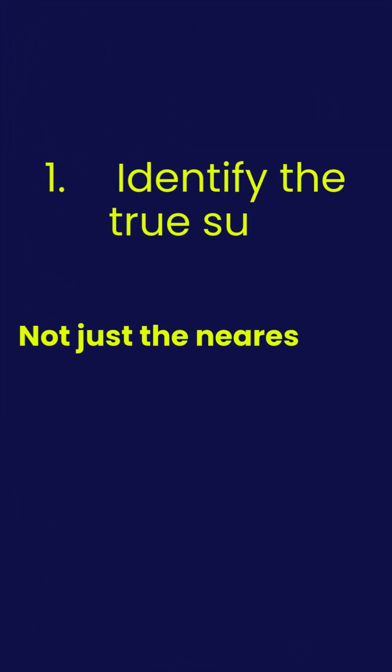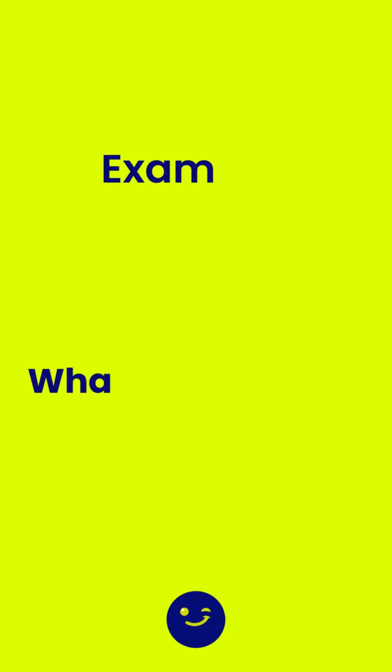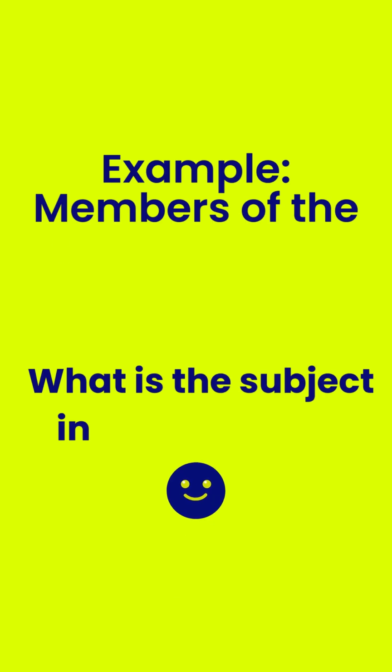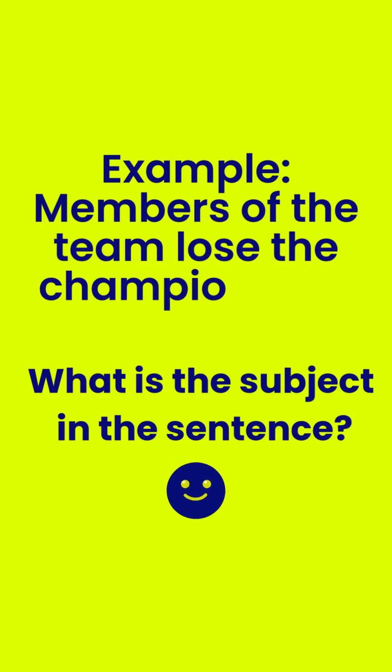First tip in line: identify the true subject and not just the nearest one. Example: members of the team lose the championship. Now the question is, what is the subject in the sentence? Is it members only or members of the team? The answer is members only. So that's why our verb here is actually a plural verb, which happens to be lose.